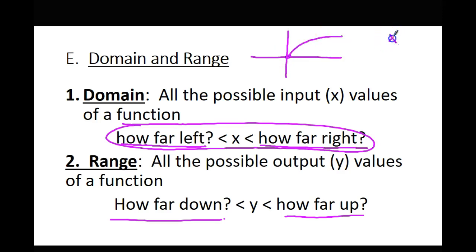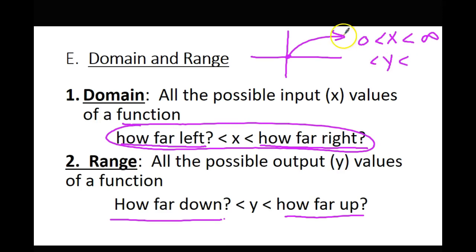All right? So, for instance, with this one here, the domain. Let's do x first. That's left and right. How far left does it go? Stops here, right? What's the x value there? 0. How far right does it go? The arrow means forever. So the domain is anything from 0 up to infinity. Let's take a look at the range.